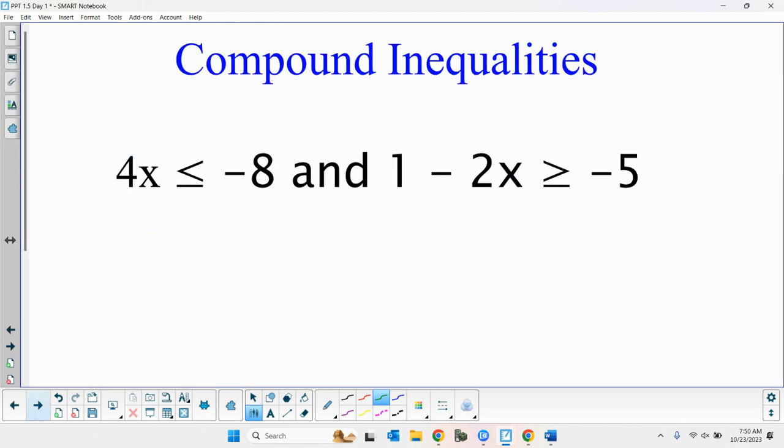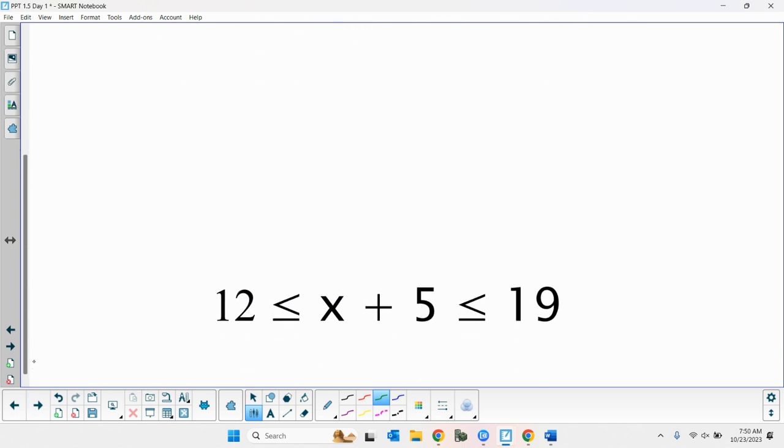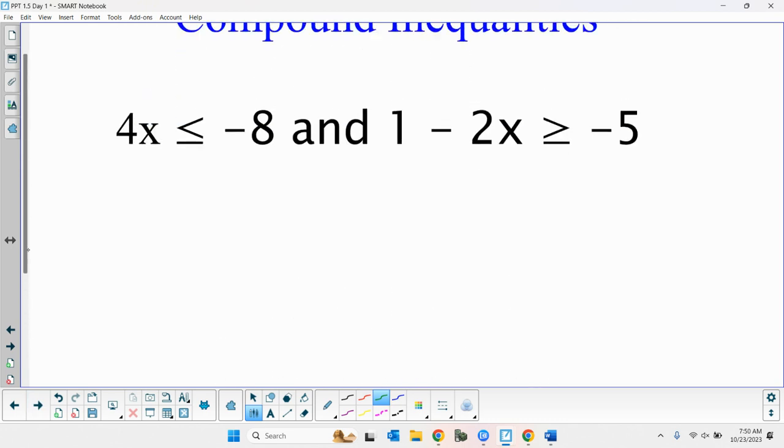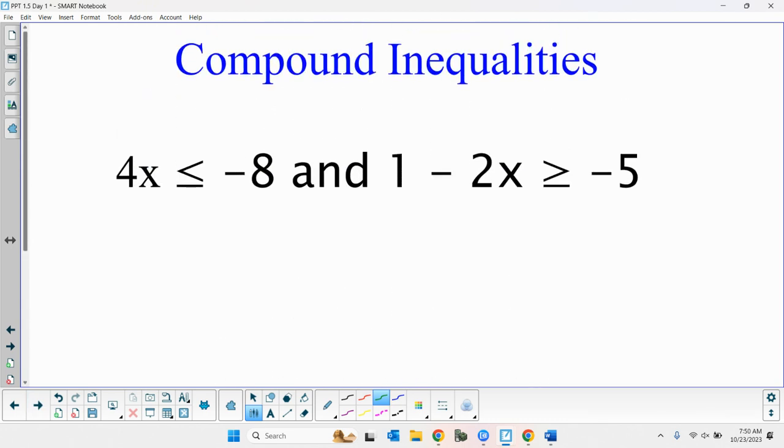We also have compound inequalities where we put more than one in there, 2 or more. All right, this one's already separated. Sometimes they're not separated. I'll show you one here. This one, they're not separated, but I'll show you what we do there. But these are already separated, and we just solve them, okay?